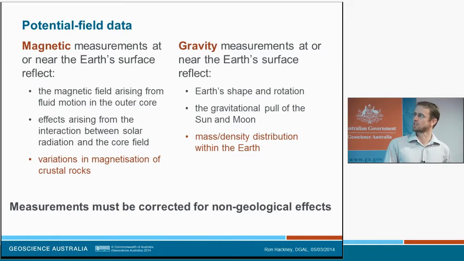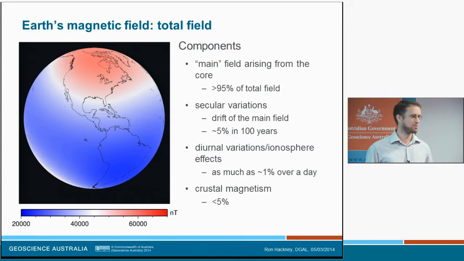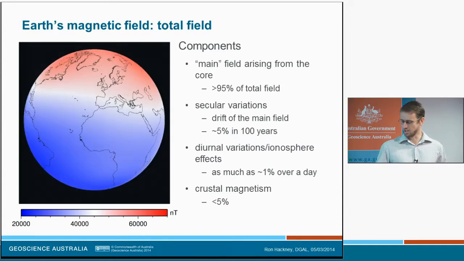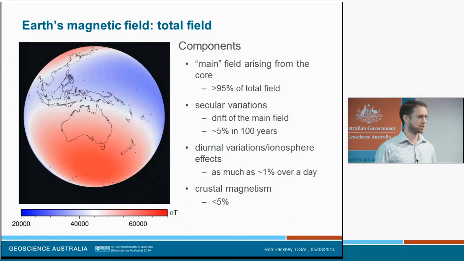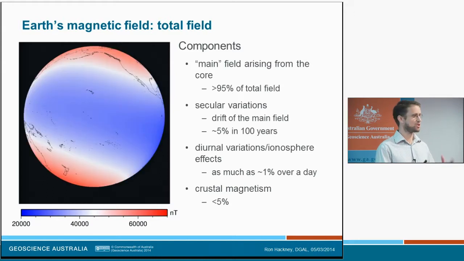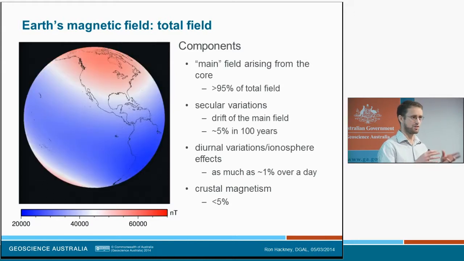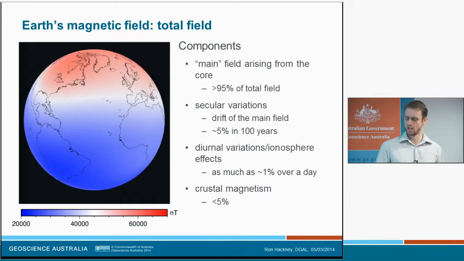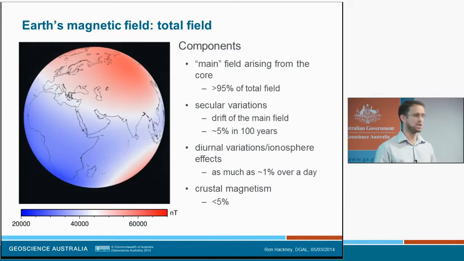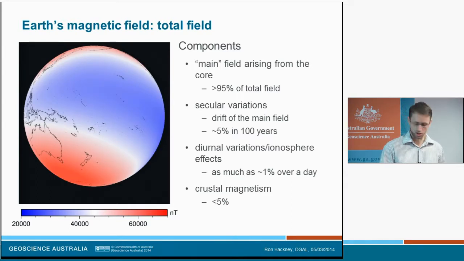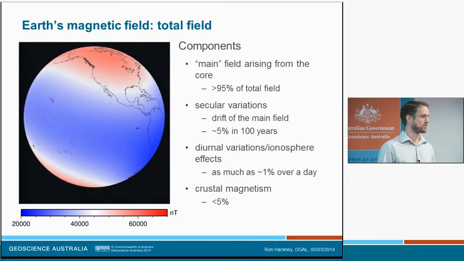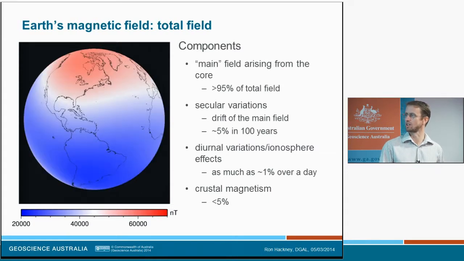So let's have a look at the Earth's magnetic field. If we measured it, this is pretty much what it would look like. Okay, so what we see there is not much geology, but most of what we see here is the main field that arises from the core. It's more than 95% of what we measure. Then there are these secular variations because of the fluid flow in the outer core, the flow currents that are changing with time. So it might vary by around 5% over a period of around 100 years. There are also those diurnal variations in the ionosphere that can induce quite large changes over the course of a day if we're making an aeromagnetic survey, so we have to correct for them.